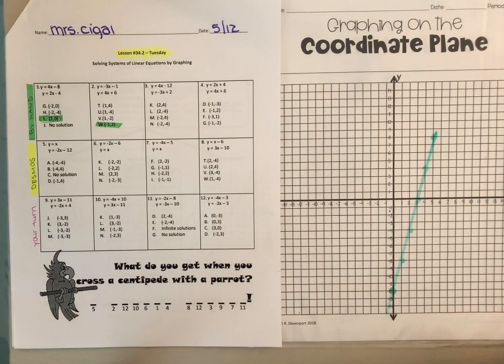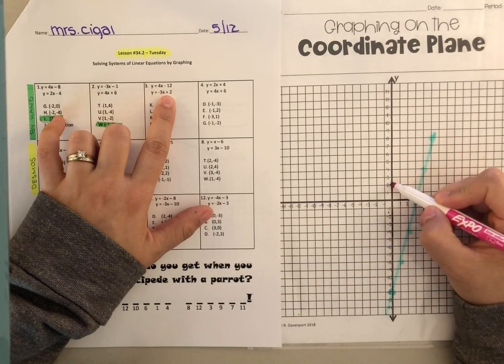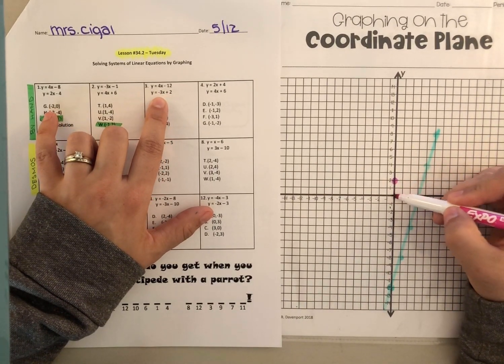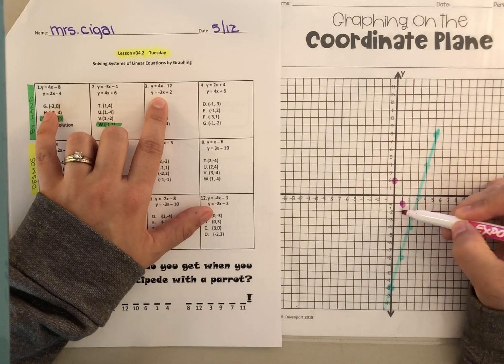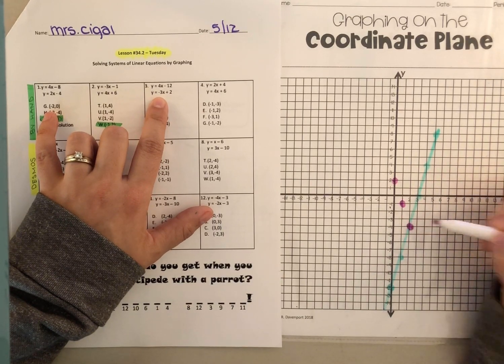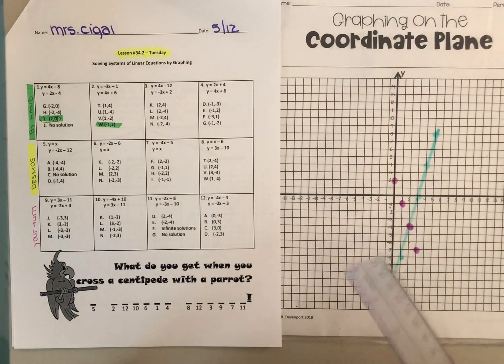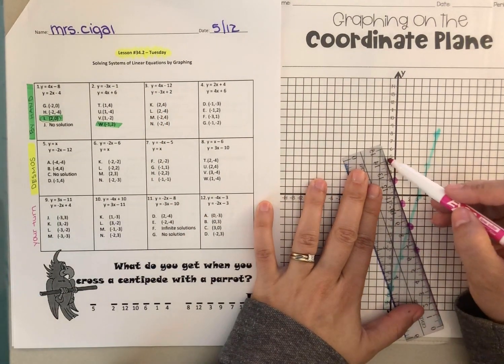All right, my second line. We have a +2 as a y-intercept, and then I have a negative slope. So -3 means I'm going to go down 3 and right 1. Down 3 and right 1. Here's that intersection. Down 3 and right 1. I'm going to draw it in so you can see it nice and clearly.